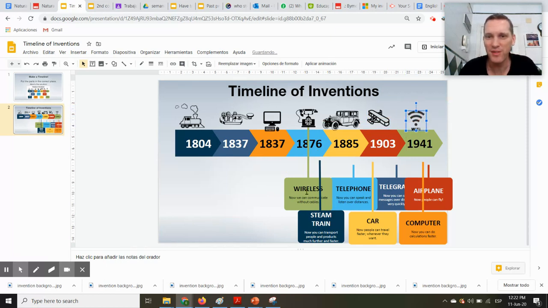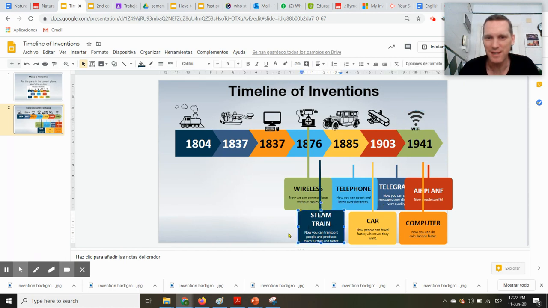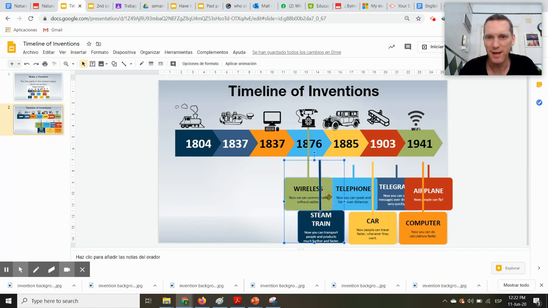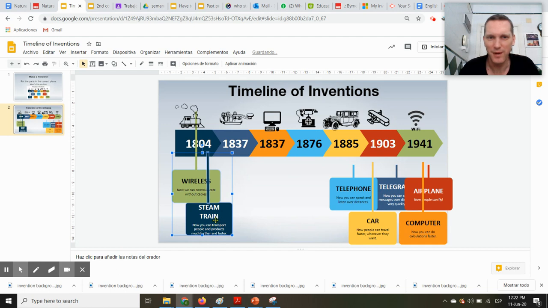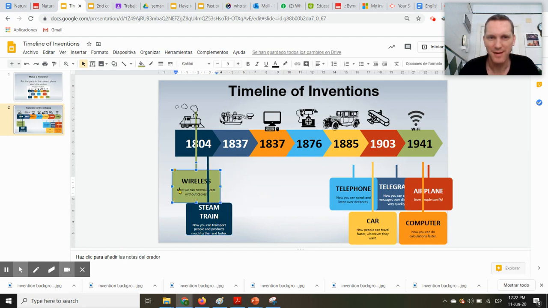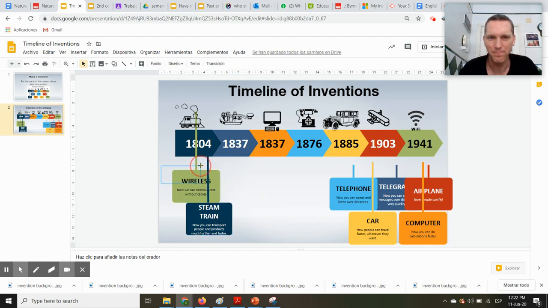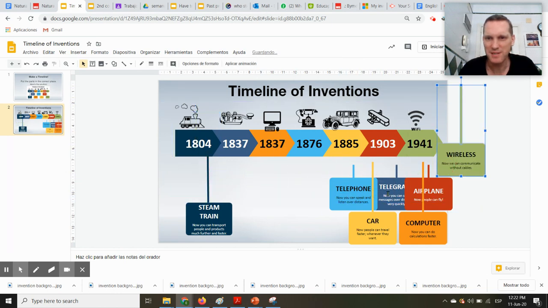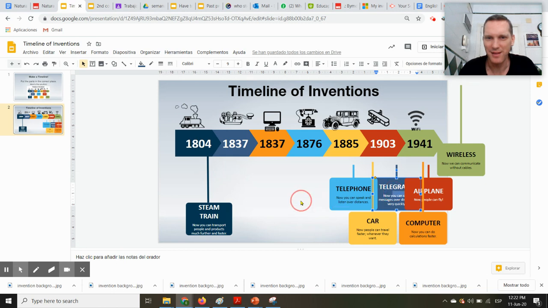And then you have to put these in the correct place too. So let's see. Let's take this one here and we'll move it right here. I took 2 of them, but that's okay. Now this one here. Wireless. This one goes over here. It's the last one. What's the second one? The telegraph. So you have to move it until it's in the correct place.